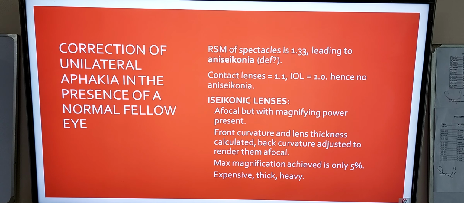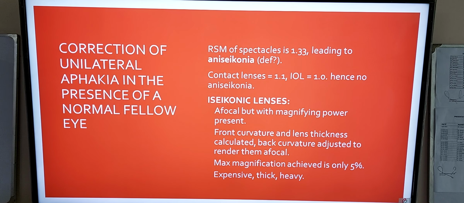We know that the relative spectacle magnification of spectacles is highest, that is, they magnify the image by 1/3. The lesser one is of the contact lenses, they magnify the image by 1/10, while intraocular lenses have the value of 1.0, that is, they do not magnify the image. If the image is magnified in one eye, it leads to aniseikonia. Aniseikonia is the state in which the retina perceives images of different magnifications due to some retinal pathology or due to anisometropia.